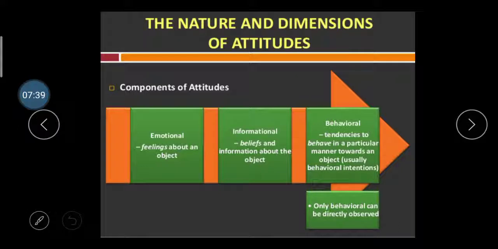Then after, the nature and dimensions of attitude, so it is also considered as the components of attitudes. Okay, so here are the components of attitude. The first one is emotion.